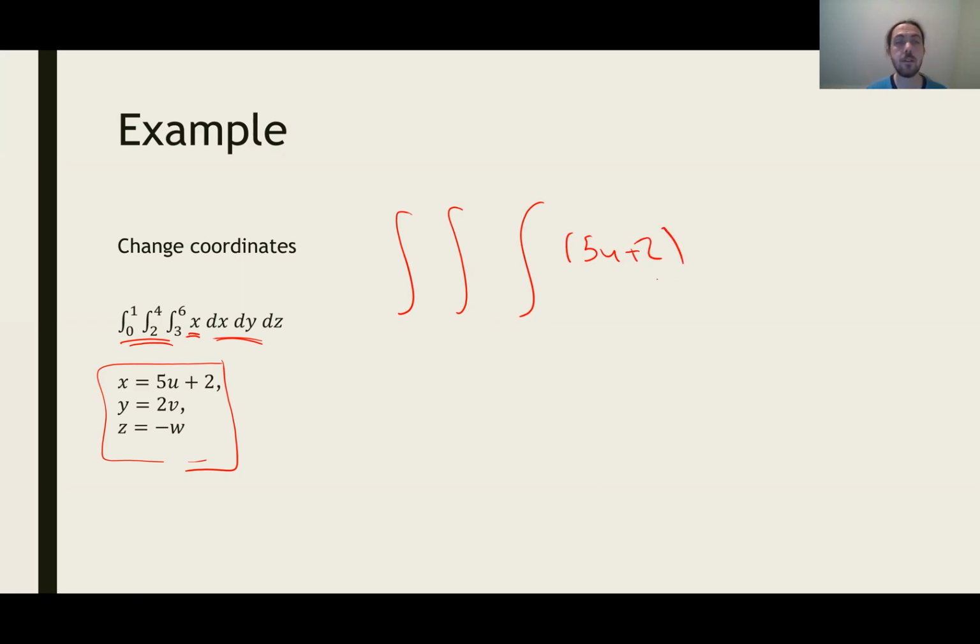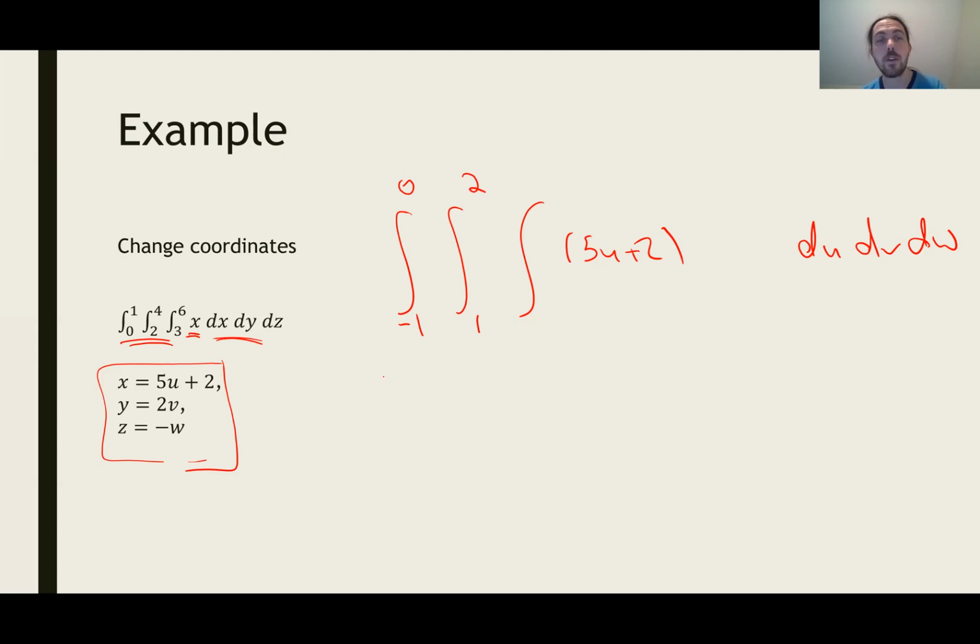That's the first step. The second step is we have to change our variables. So, for example, we used to have z going from 0 to 1. But if z is equal to minus w, let's change this into du dv dw. If z used to go from 0 to 1, that means that minus w is the same thing as z. That goes from minus 1 to 0. If y is 2 times v, and y went from 2 to 4, then we would get 2 times v goes from 2 to 4. And so that means that v goes from 1 to 2.